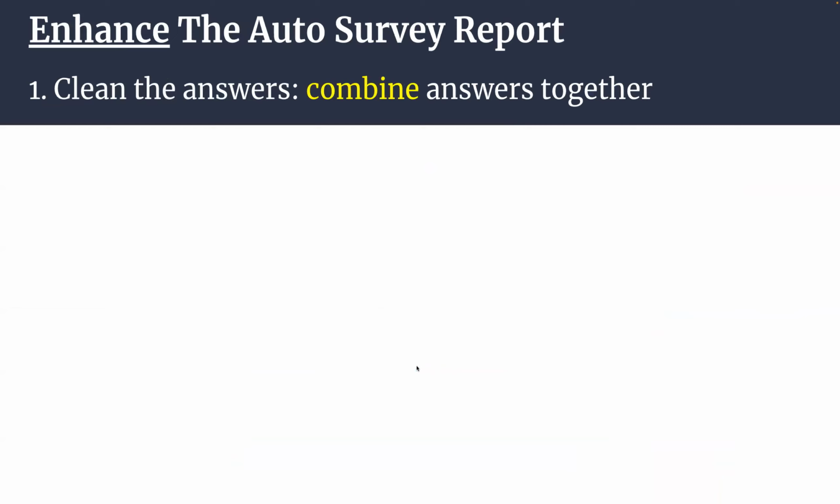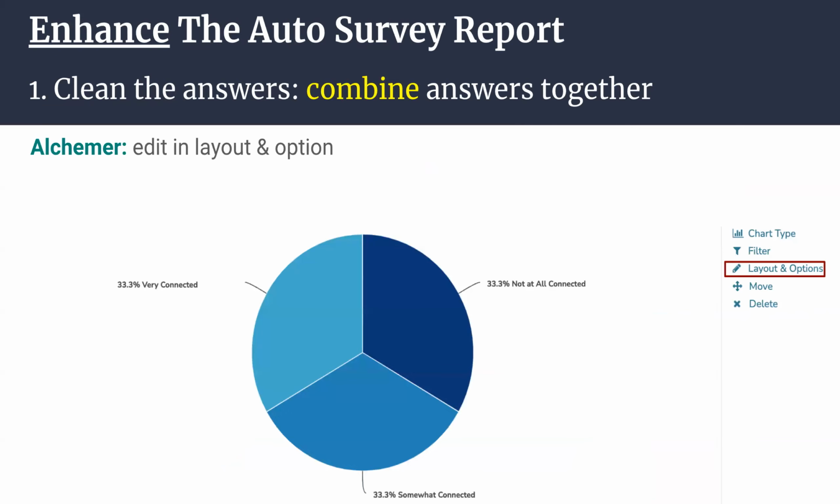The first way, again, to enhance the auto survey report is to clean the generated analysis by combining survey options. For example, in Alchemer, you have the option to tweak how the answers appear in the layout setting here. So for example, in this chart, we can group somewhat connected and very connected into just one single category called connected. The reason why you might want to do that is for the convenience of reporting. Say, combining survey options can simplify the presentation, making it easier for the audience to comprehend.